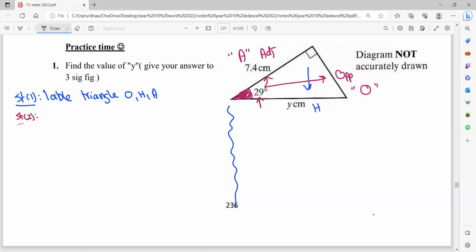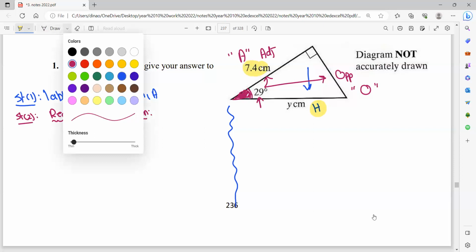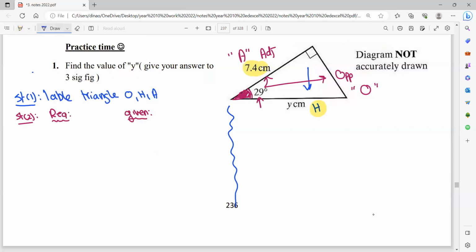Step number 2, check what side is required and what side is given. Me as an examiner, which side am I required to calculate? The examiner requires the hypotenuse, which is labeled here by small y, okay? What side is given? Given as a number, this one, which is the adjacent. So the required is the hypotenuse and the given is the adjacent. So which one is not needed? The opposite. So the opposite can be ignored. We do not need it.